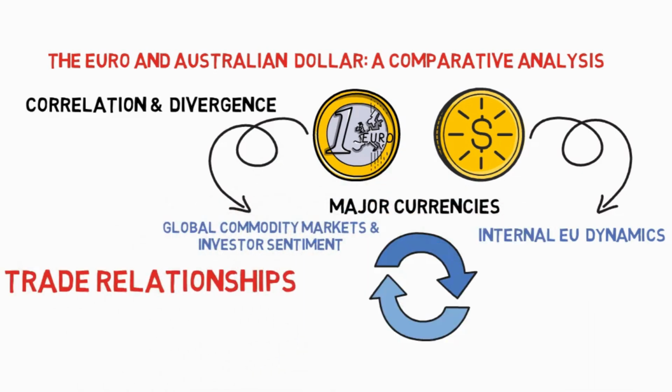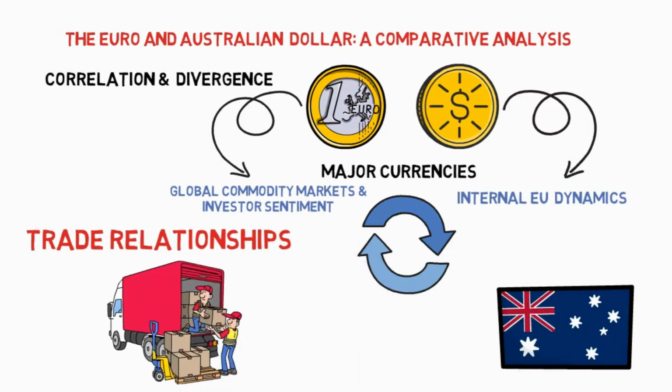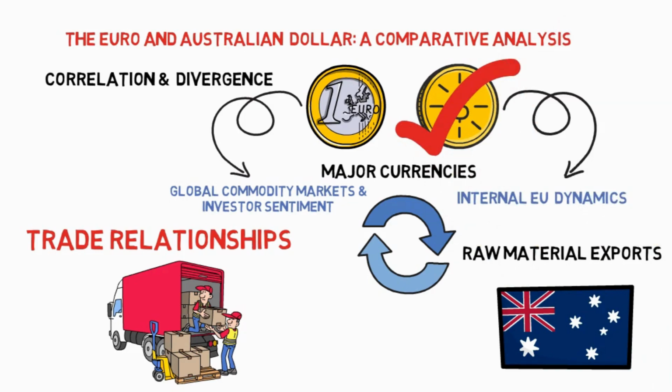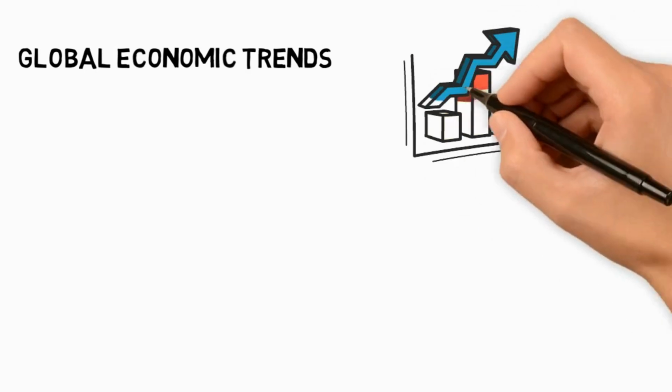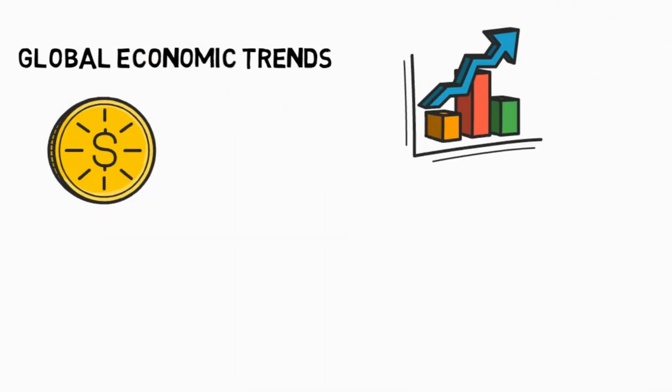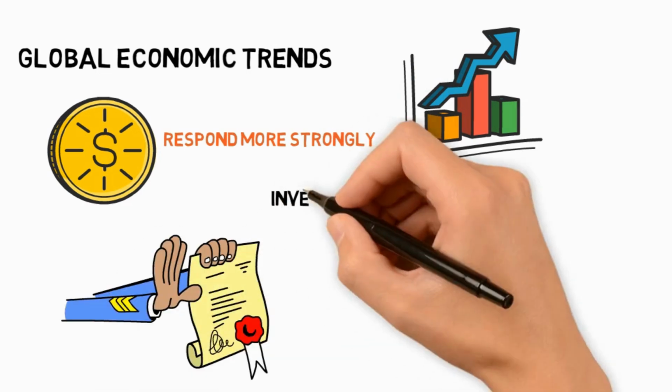Trade relationships. The Eurozone exports a broad range of goods. Australia depends more on raw material exports. Thus, the AUD is more sensitive to commodity shifts. Global economic trends. Both benefit from global growth, but the AUD may respond more strongly due to commodity demand.